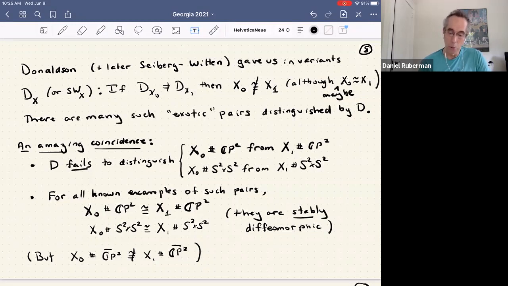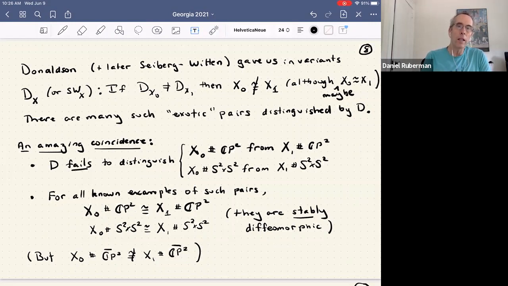And these are smooth invariants. In other words, if these numbers are actually different, then the manifolds are not diffeomorphic, although they well could be homeomorphic, and the most interesting case, of course, would be when the two manifolds X0 and X1 are homeomorphic. And there are many pairs, infinitely many, not just pairs, but infinite families distinguished by these Donaldson invariants. So here's an interesting coincidence.